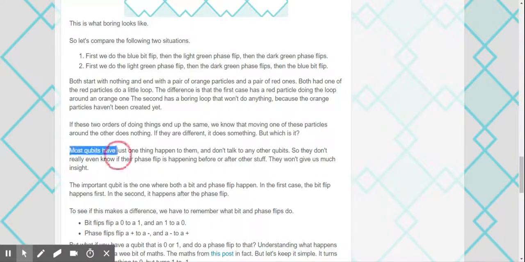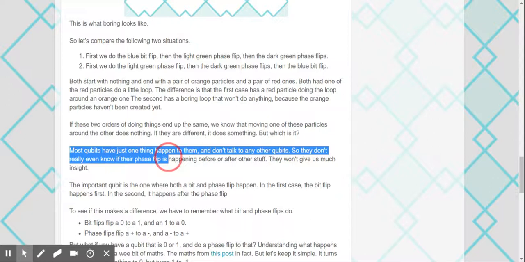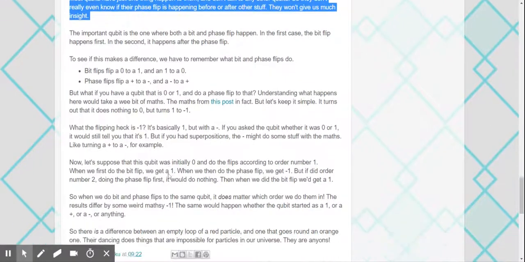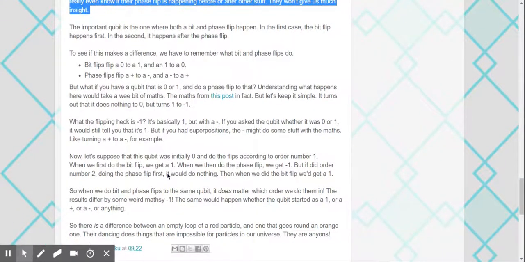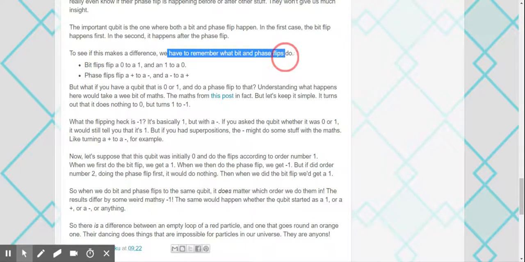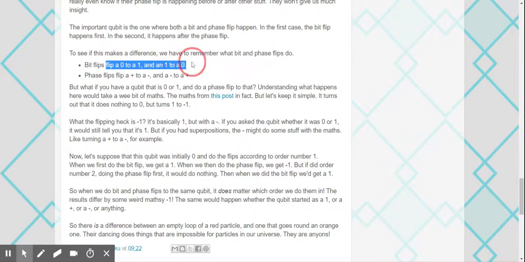Most qubits have just one thing happen to them and don't talk to any other qubits, so they don't really even know if they're faceless or not. The important qubit is the one where both a bit and a phase flip happen. In this case, the bit flip happens first in one situation, and second, after the phase flip, in the other. This makes a difference. I have to remember what bit and phase flips do. The bit flip turns zeros to ones, ones to zeros. The phase flip turns minus to plus, plus to minus.